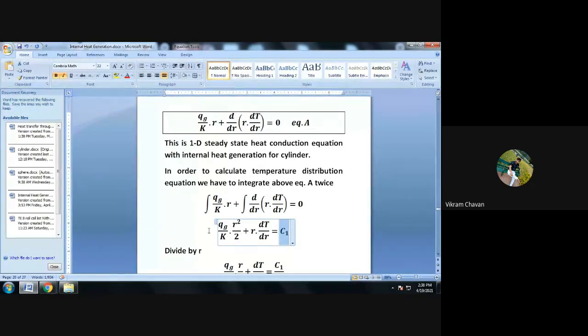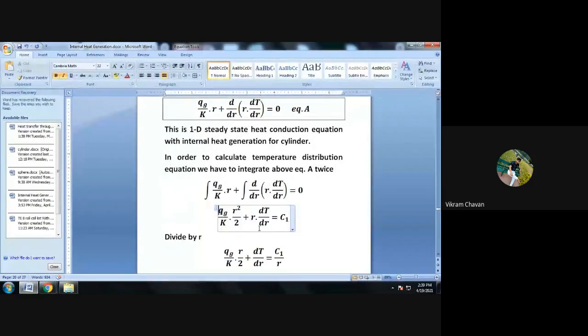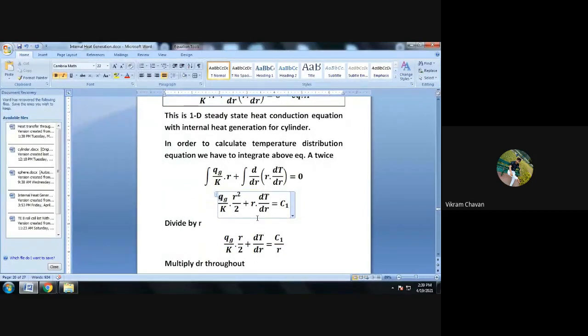So after the first integration, what equation are we getting? Qg divided by k multiplied by r square divided by 2, plus r multiplied by dT/dr is equal to c1. Now, once we have reached this equation, further integration will be done by separating the variables. For that reason, first of all we have to divide by r throughout the equation.